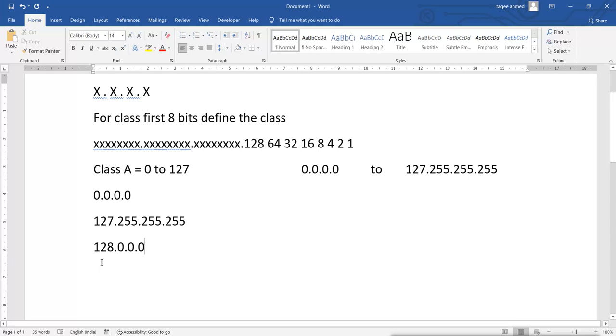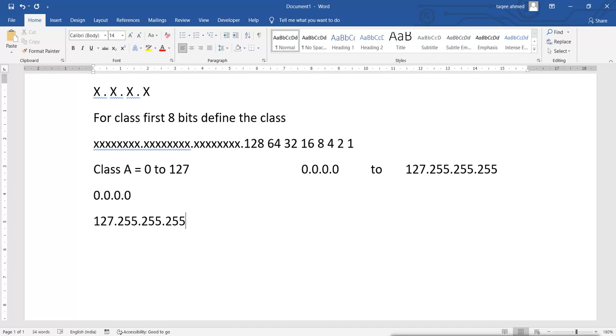So when this will become 128, that means it will be another class, because our class will start from 0 and it will end on 127. So the last IP of class A will be this, because the very next IP will be under class B. Now this is the range of class A, which starts from 0 to 127.